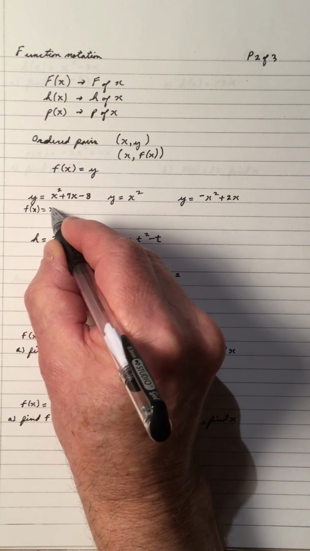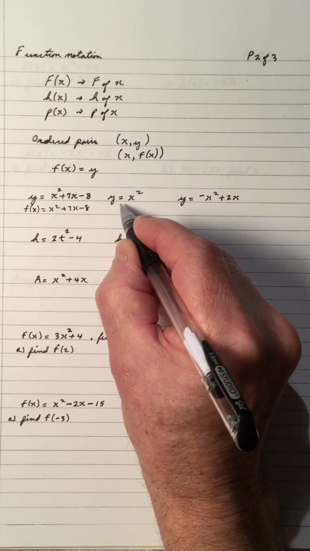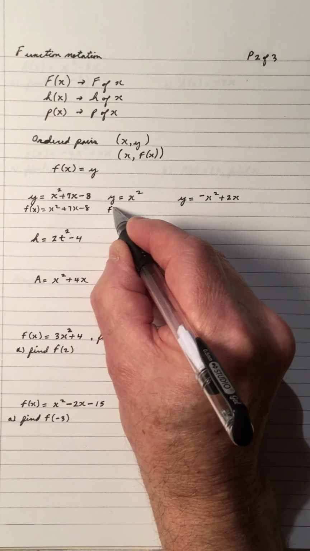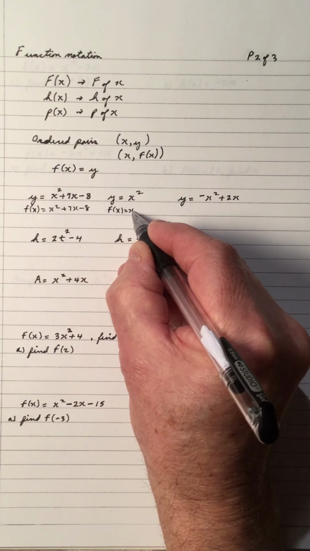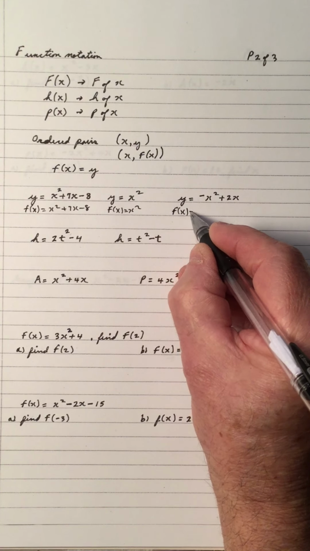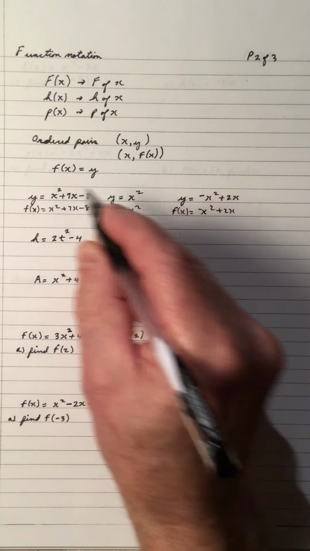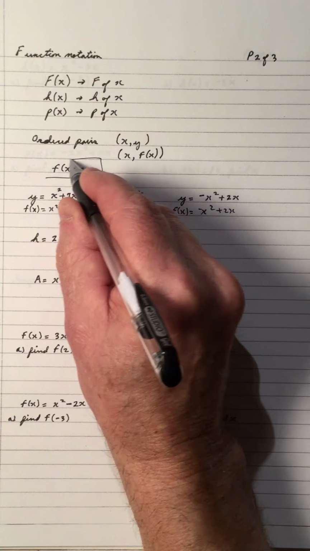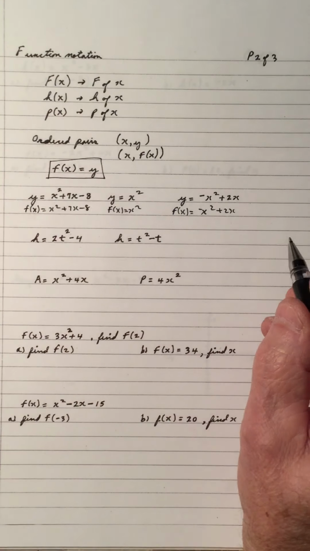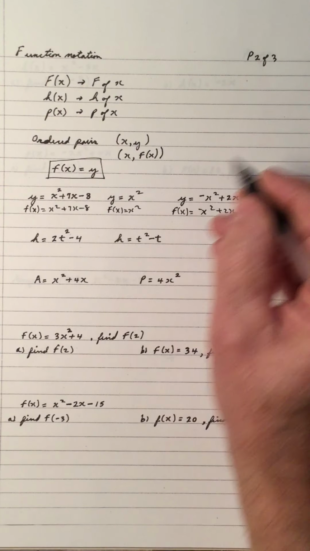This is the f of x, x squared plus 7x minus 8. Y equals x squared, f of x equals x squared. Or we could have f of x equals negative x squared plus 2x. So the f of x, note, is the same as the y. The f of x is the y.